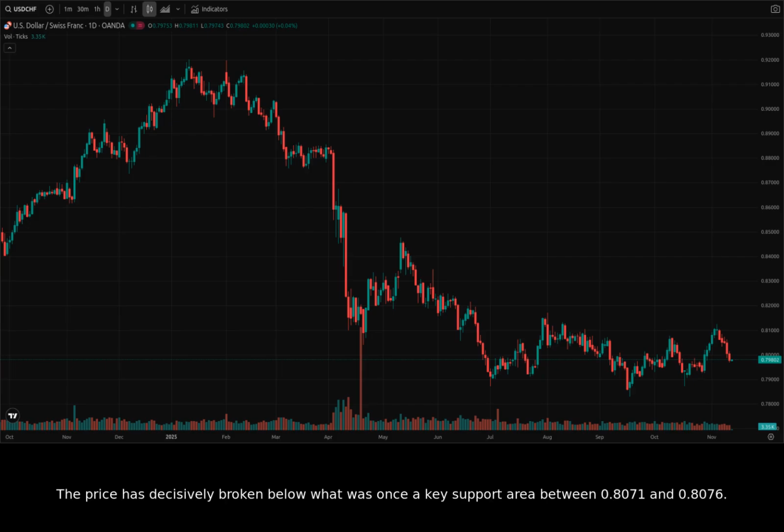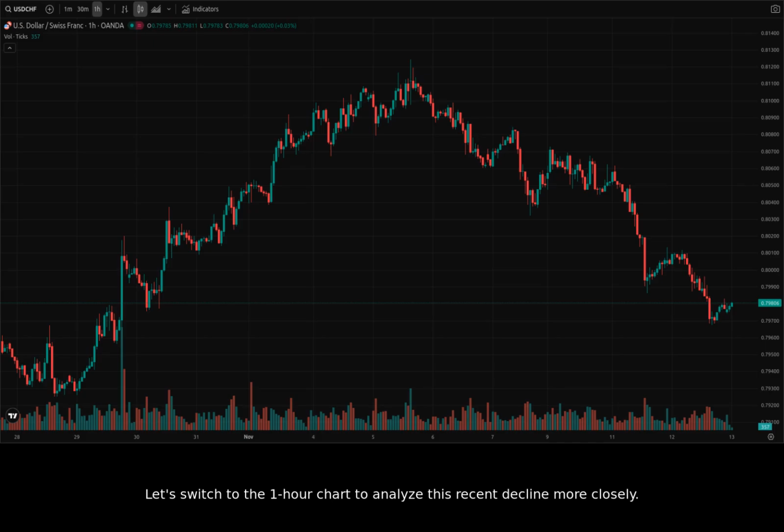The price has decisively broken below what was once a key support area between 0.8071 and 0.8076. This zone should now be considered a major area of resistance on any potential pullbacks. Let's switch to the 1-hour chart to analyze this recent decline more closely.